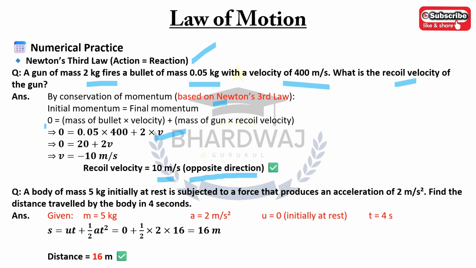Next question: a body of mass 5 kg initially at rest is subjected to a force that produces an acceleration of 2 meters per second square. Find the distance traveled by the body in 4 seconds. So here we're given the mass 5 kg, acceleration is 2 meters per second square, and initial velocity is 0. Time is given as 4 seconds. Then we put in the formula h is equal to ut plus 1 by 2 at square. By putting the values here, we get the answer 16 meters, and the distance traveled by the body of mass 5 kg is 16 meters.